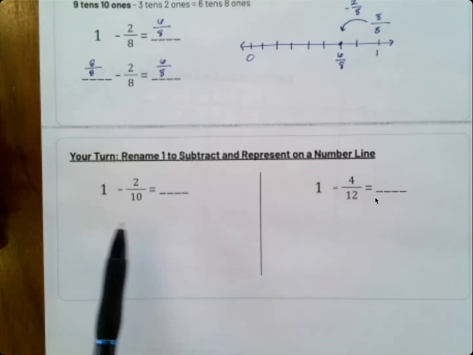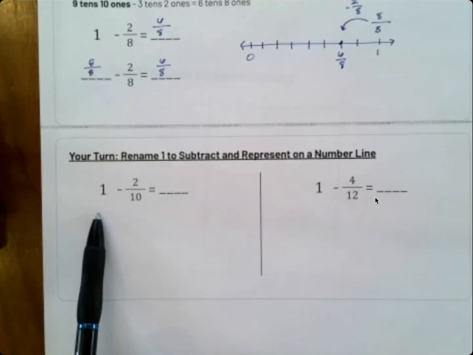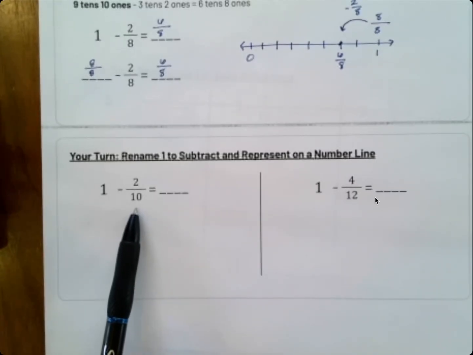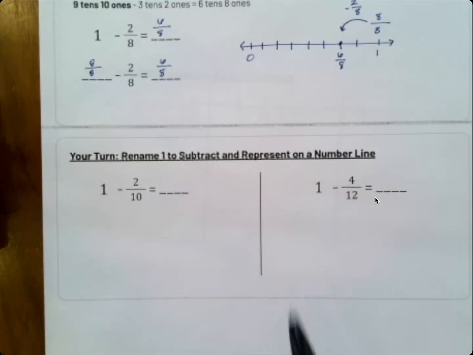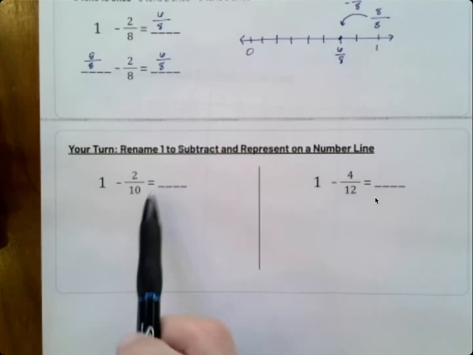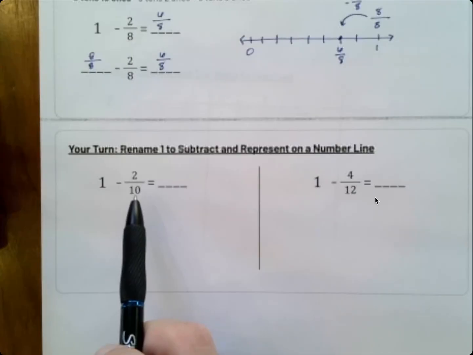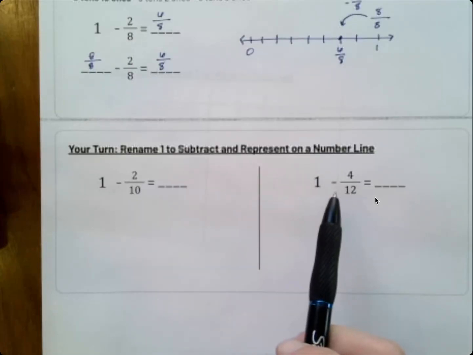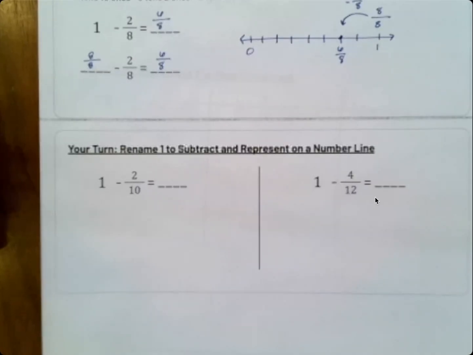So you go ahead and try this out. I want you to do 1 minus 2/10 and use a number line as well. And then 1 minus 4/12. So something to remember is your unit here is going to need to be tenths. Your unit here is going to need to be twelfths. So go ahead, try it out, and then come back and we can check together, all right?